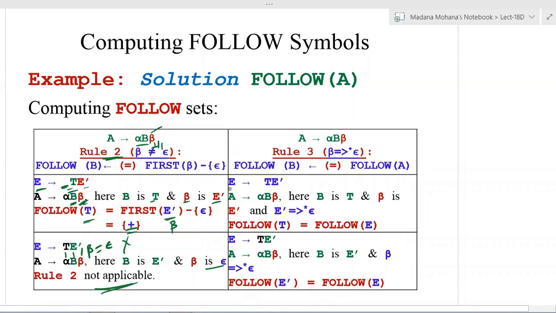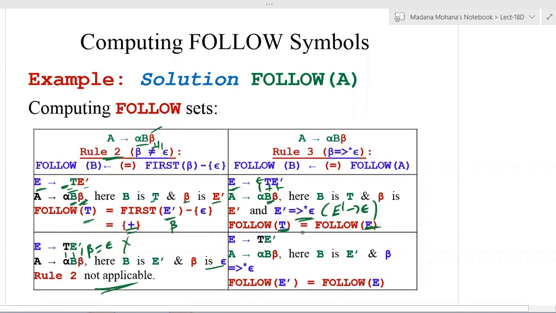Now coming to rule 3, E derives T E dash. Again here we assumed alpha as null. Now B is T, beta is E dash. If beta derives null, then only rule 3 is applied. Now beta means E dash, so E dash derives null. In the given grammar, we have the production E dash derives null, because of this, E dash contains a null production. Then what you have to do here, B is T: follow of T equal to follow of E. So whenever you find follow of T values, follow of E is also the same.